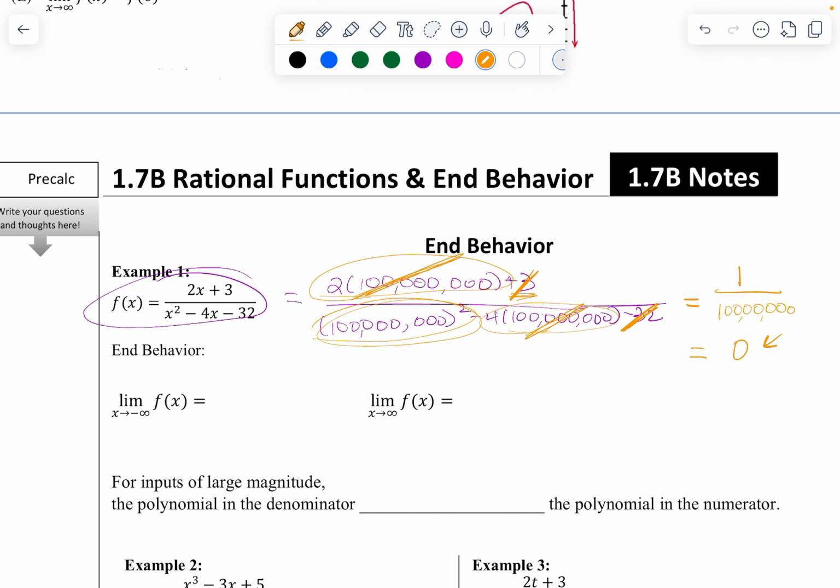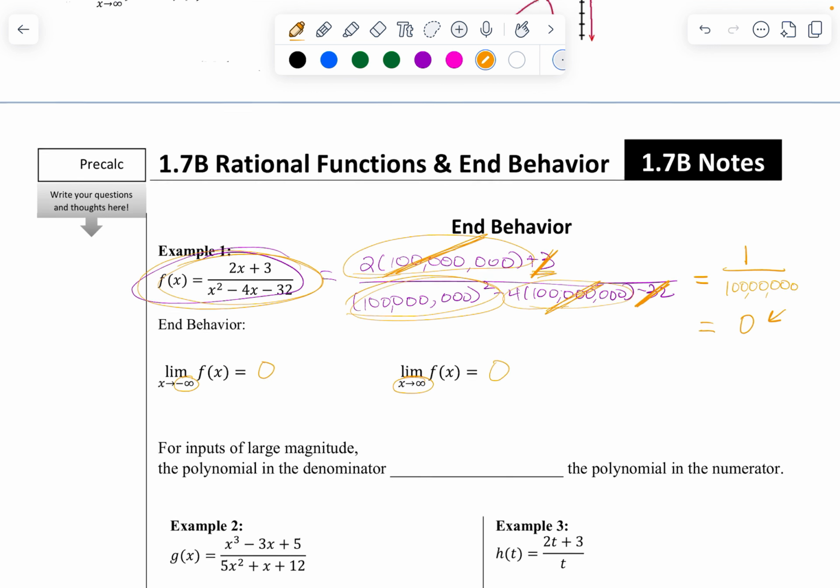So what does this do for us? If I'm plugging in a value like negative 100 million, I get 1 over negative 100 million, which is essentially 0. And the same thing if x goes to positive 100 million: it's 1 over 100 million, which is also 0. So how can I do that a little more directly?